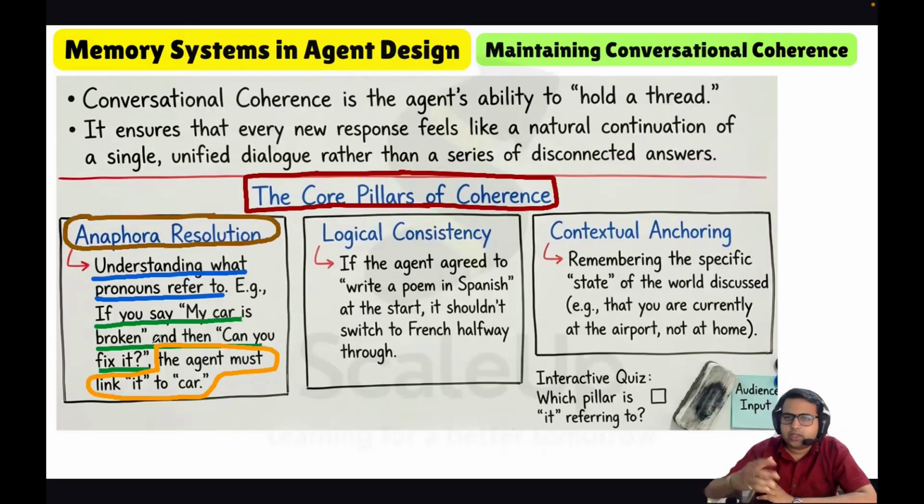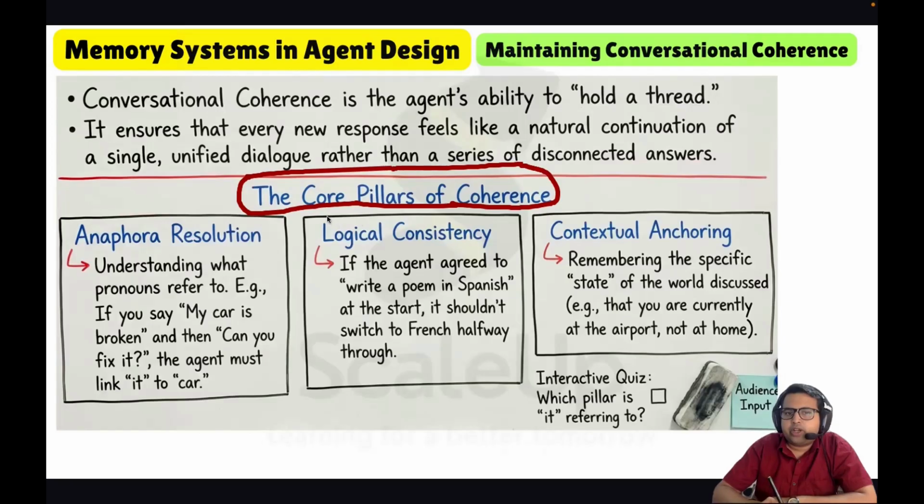If in the series of conversation the user has specified his car, which company, which brand, which model, then the agent should not ask again about the car specification. And if there is nothing discussed about the car, then the agent should ask about the specification of the car. That is what anaphora resolution means. With this, we will be able to achieve conversational coherence, because now the agent knows whether to ask a cross question or not.